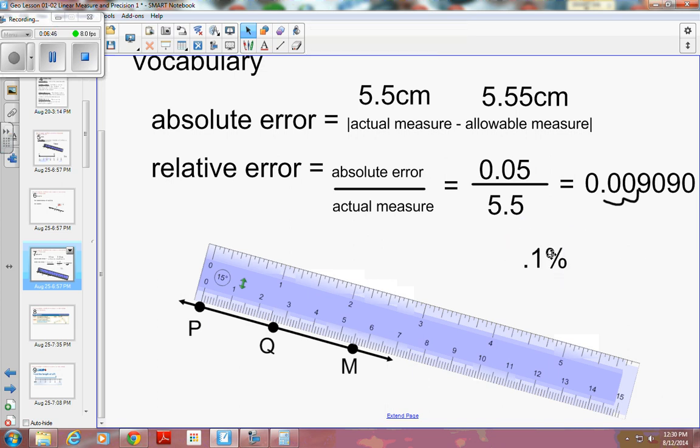error on this. Okay, so again, I take my actual measurement, whatever it happens to be, and I measure this as 5.5 centimeters. I take my allowable measure, so I put on that 0.5, or I could take off the 0.5, wouldn't matter. When you subtract, you still get that 0.05. Divide it by your actual measurement, that was 5.5 again, and then change it into a percent. So I could be off by 0.1%, and that would be an allowable relative error for this problem.